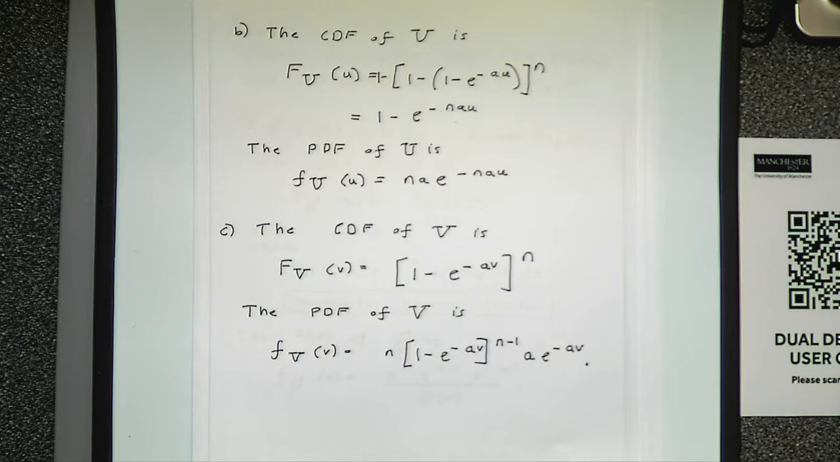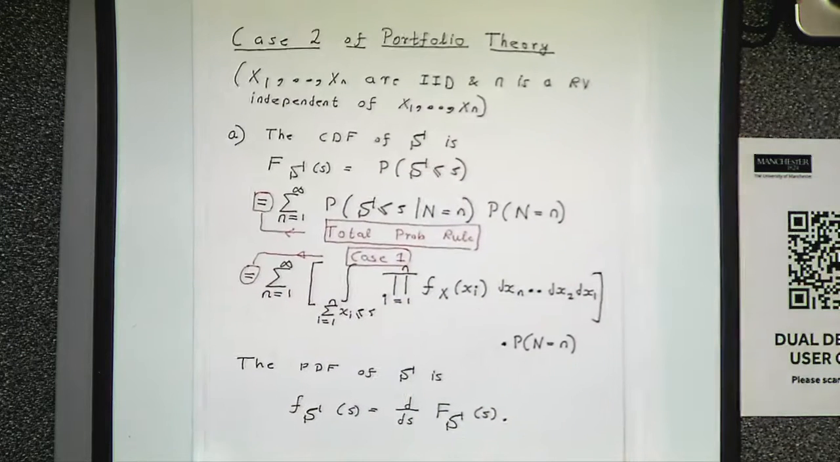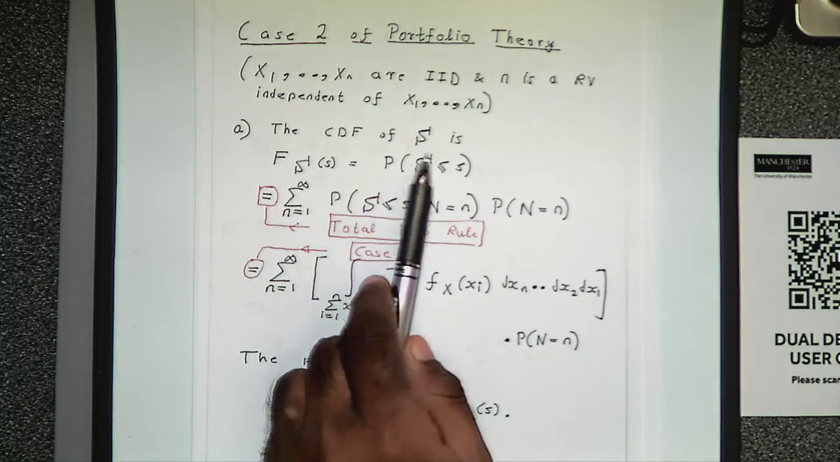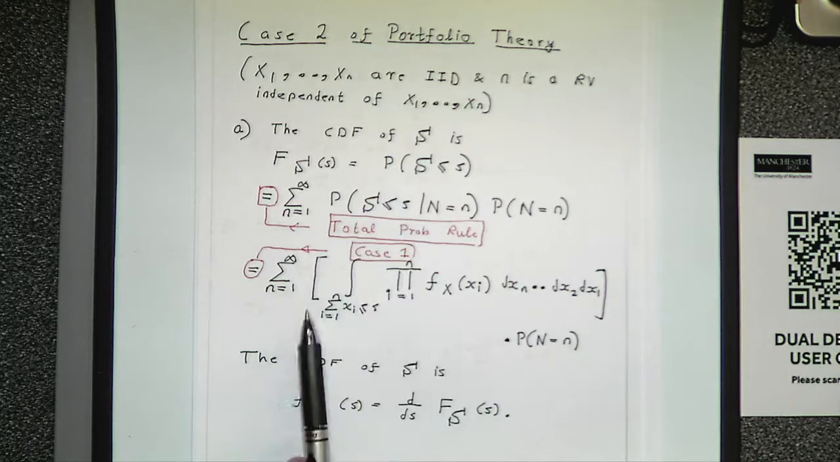Case 2 is where, as I said before, the losses are IID, but the number of investments is a random variable and is independent of the losses, right? In this case, the CDF of S, the total portfolio loss, is given by this formula, and this is the PDF. Once again, I don't expect you to know how to derive these formulas, but you should know how to apply them if I give you a problem. Okay?